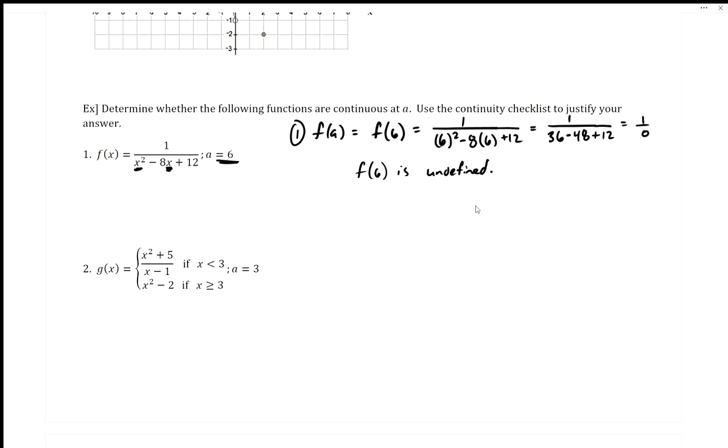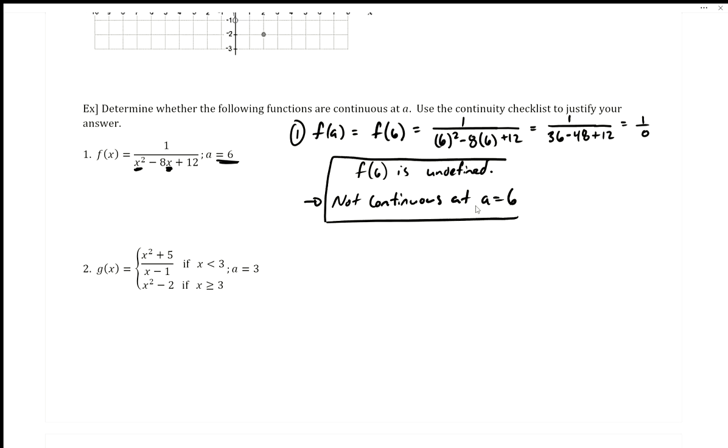That means it's not continuous at A. So instantly we're done. Not continuous at A equals 6, and the reason is right above: f of 6 is undefined. Sometimes you don't need to go very far on it.